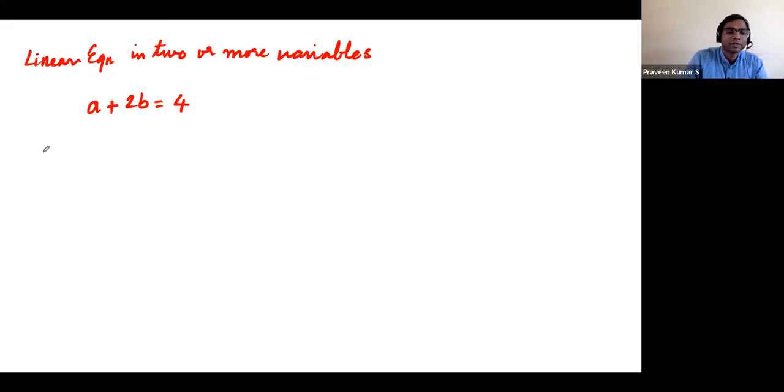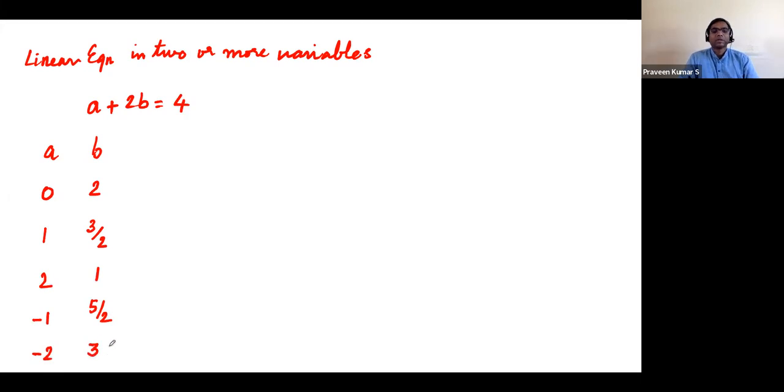So let's do one sample. If you take a and b, if a was 0, b would have been equal to 2. If a was 1, b would have been equal to 3 by 2. If a was 2, b would have been equal to 1. And if a was, let's say, minus 1, b would have been equal to 5 by 2. And if a was minus 2, b would have been equal to 3, correct?